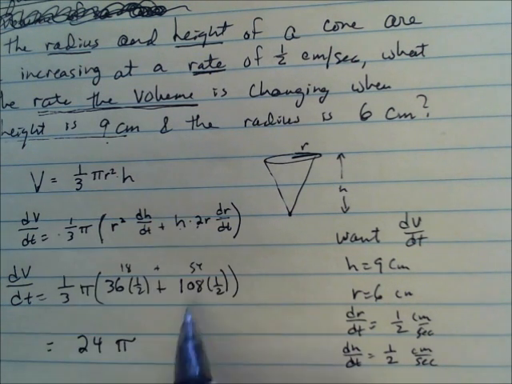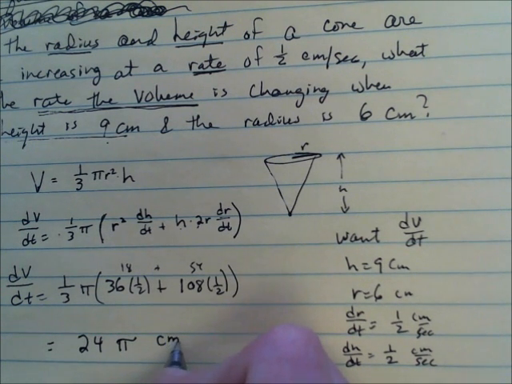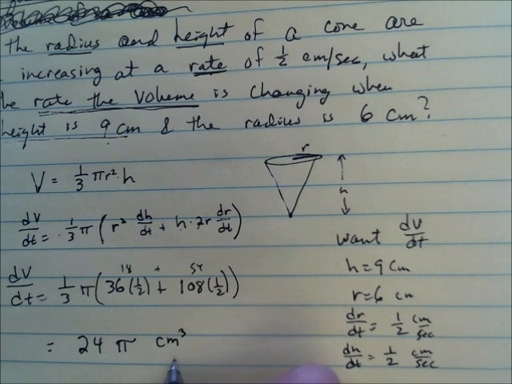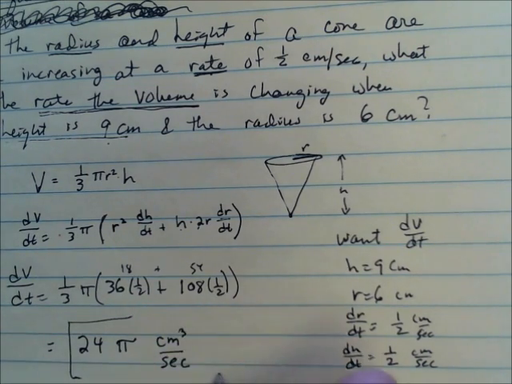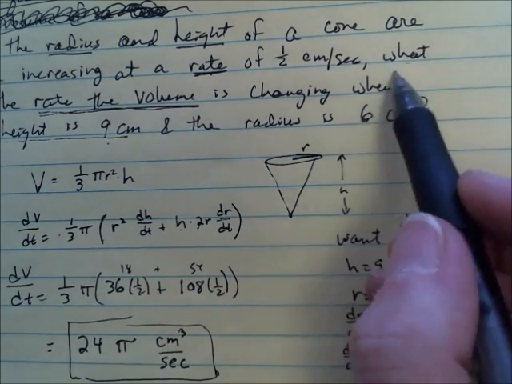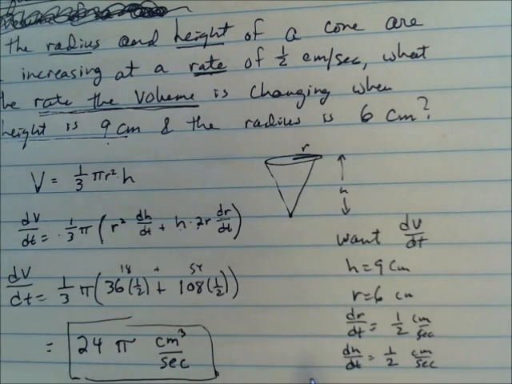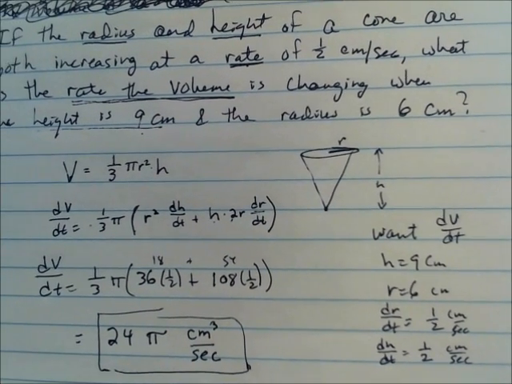And what is this? The rate of the volume. So the volume will be in cubic centimeters per second. And that will be the final answer. That's the rate of the volume changing. I think that's what they want. What is the rate of the volume changing? Yep. So there's your little cone question. And that's it for today.